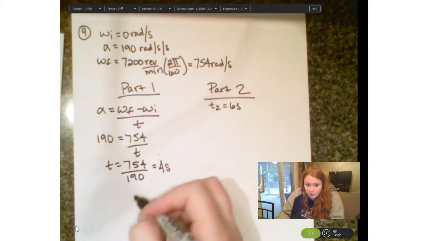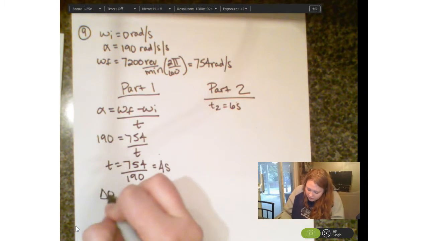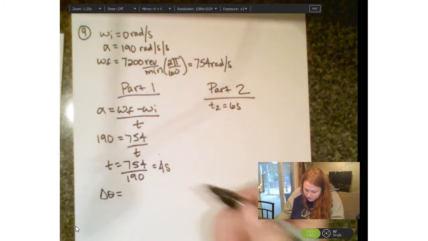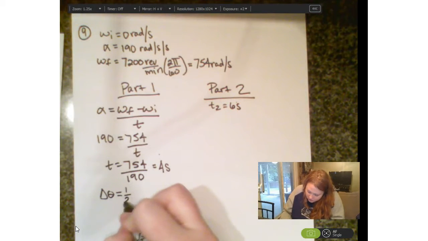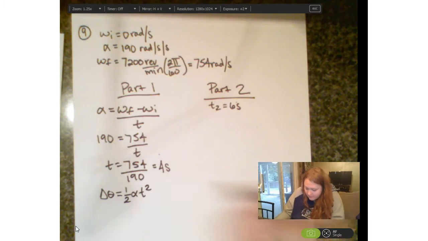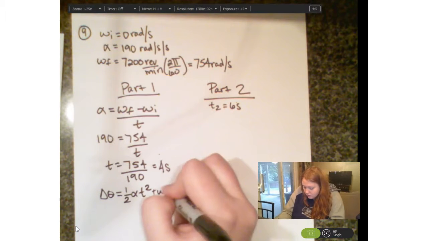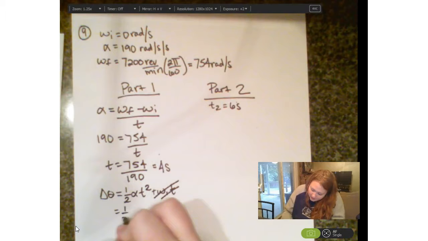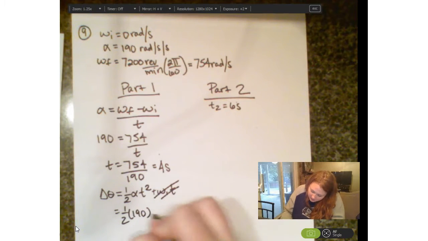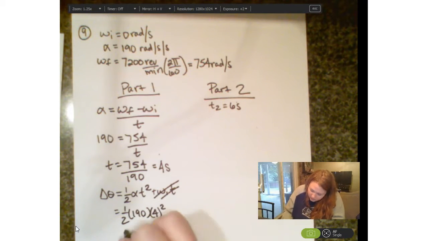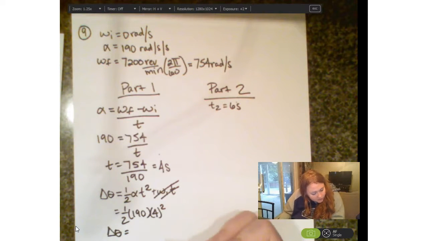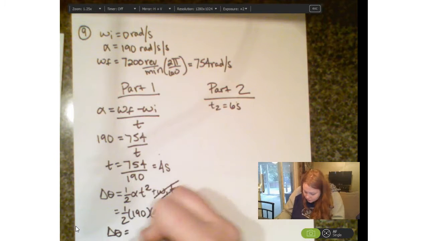I'm still not done with part 1. I have to figure out how far we go, or our angular displacement in those 4 seconds. And I'm just going to use this equation. Since my initial omega is 0, I can really just cross that out. So 1/2 times 190 times 4 squared, that will give me a delta theta of about 1520 radians.